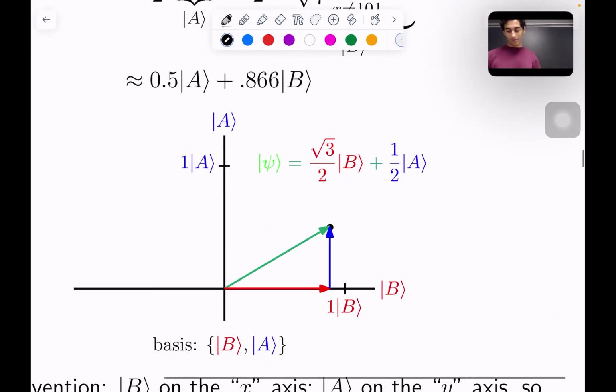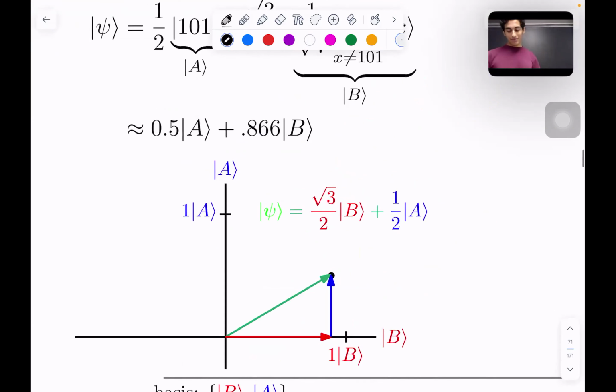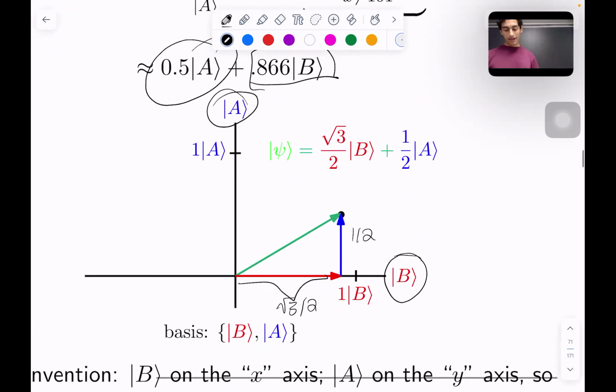So I note this here. This is just standard convention that we put the B one first on the x-axis and then we put the A one on the y-axis. So this is √3/2 in the B direction and then 1/2 in the A direction. So yeah, this green vector is our state in this basis spanned by A and B.